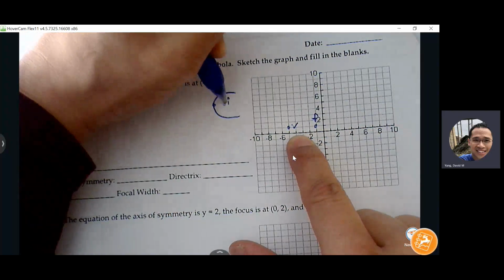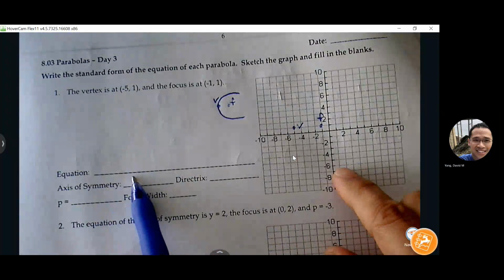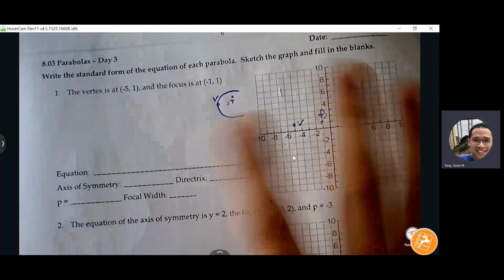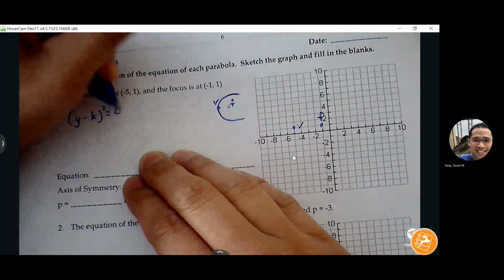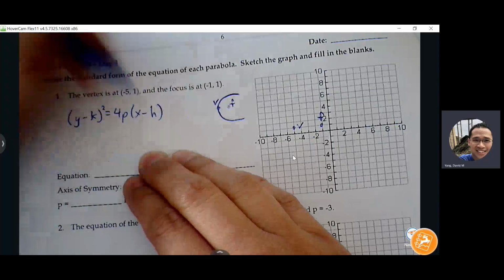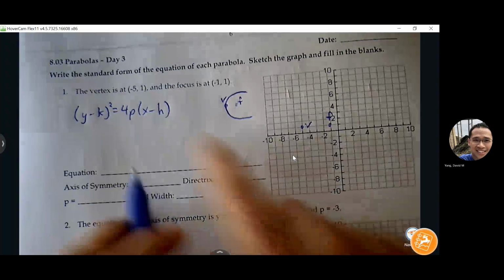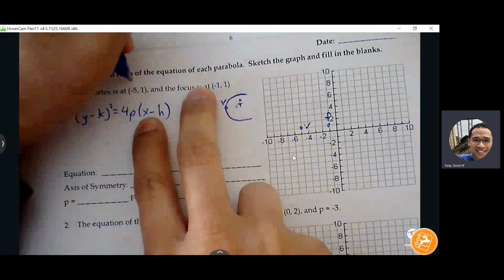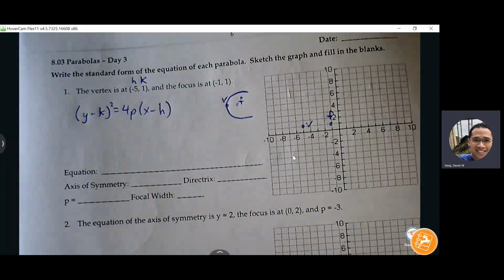I'm not going to fill in my graph just yet, but I know this much. Okay, so I know what I'm trying to work towards. I'm trying to work towards this y minus k squared. Right, so I'm going to go ahead and put that down and work towards filling that in. So this is my goal. Now your vertex is your h, k, so I'm just going to label that. I know I have my h, k figured out. I just need to figure out my p-value.